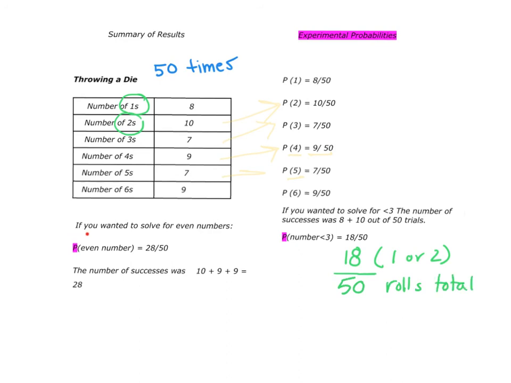Let's go over this one. If somebody asked you to solve for even numbers, how would you do that? Our even numbers, if we look here, are 6, 4, and 2. So 10 plus 9 is 19, plus 9 is 28. 10 plus 9 plus 9 equals 28. And so that would be 28 out of 50.